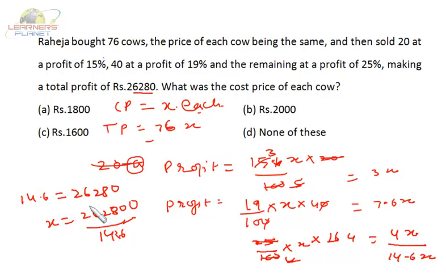So we'll be getting 1800 rupees as the cost price. The value of x will be 1800, and x is the cost price of one cow. So it will be 1800, option A. Okay, I hope you are clear.